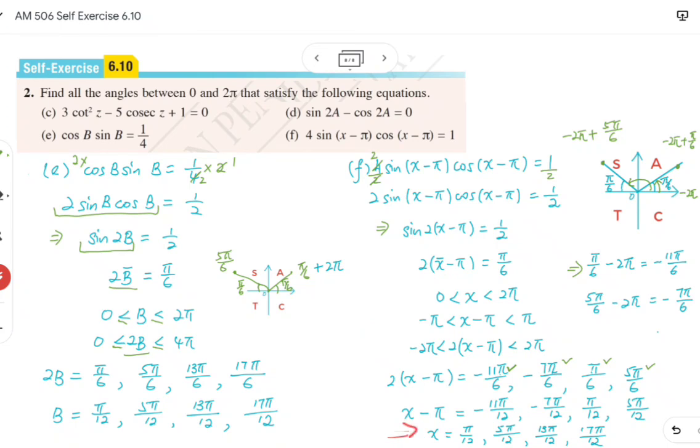So all these x values are between 0 and 2 pi. And this answer is different from your textbook, where it gave 25 pi over 12 and 29 pi over 12, which are out of our domain. Therefore, the correct answer should be x equals pi over 12, 5 pi over 12, 13 pi over 12, and 17 pi over 12. Thank you.